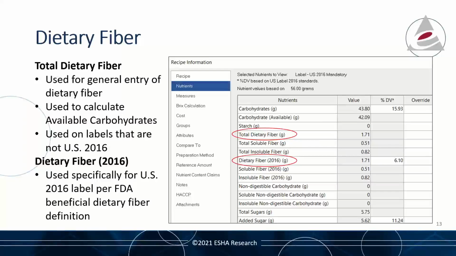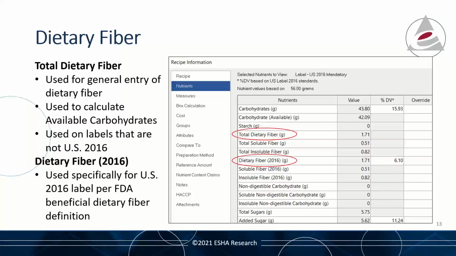And you will see that there are a number of dietary fiber related fields in Genesis. Dietary fiber 2016 was included to accommodate the current US label. The FDA provided us with a specific definition for beneficial dietary fiber. So this dietary fiber 2016 field is intended for US 2016 label, and it is the field that shows up on the label. Whatever is populated in dietary fiber 2016 will pull forward to the US 2016 label. So you need to be sure that's populated when working with US labels.